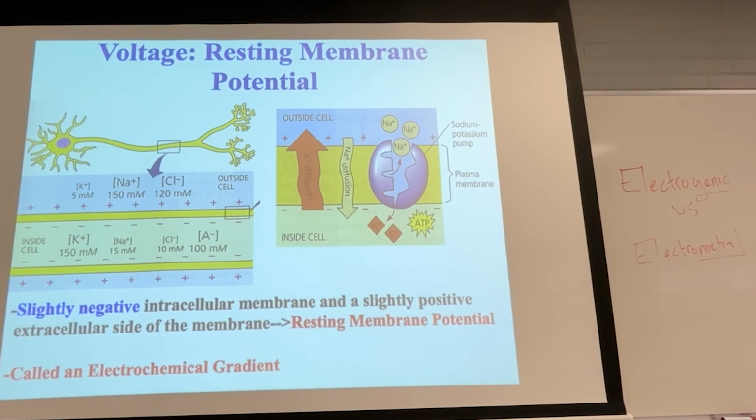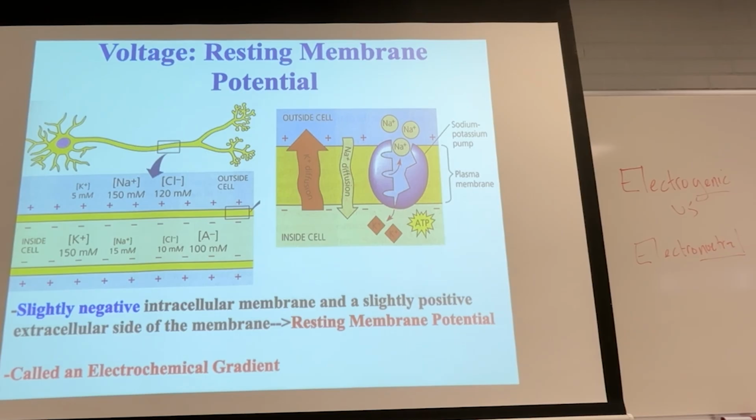Sodium's really high outside the cell, very low in the axoplasm, or the cytoplasm of the axon. Potassium's very high on the inside of the axoplasm and very low outside. There are pumps all along this membrane and leakage channels that are maintaining this resting membrane potential. This form of potential energy using charged particles is called an electrochemical gradient.